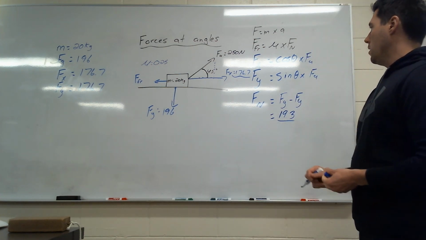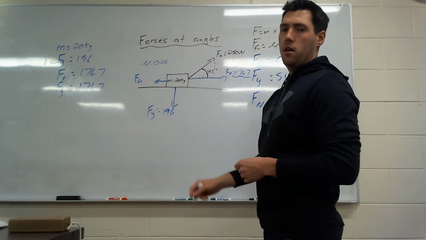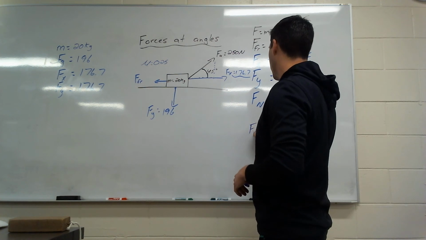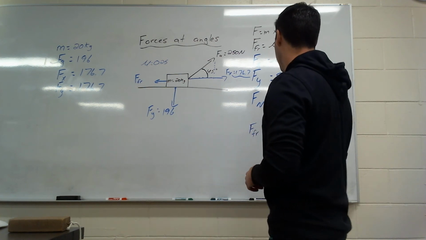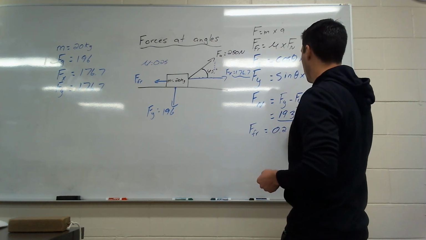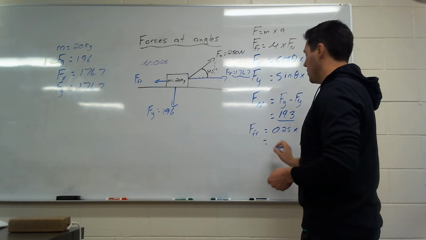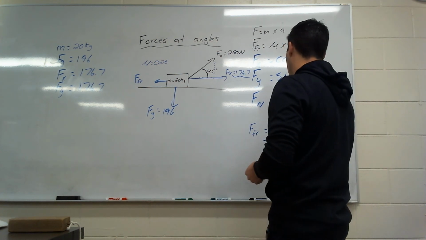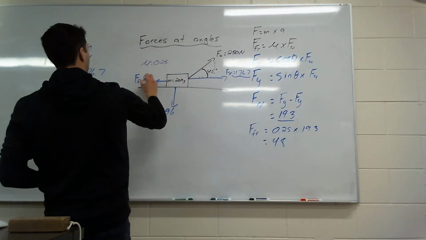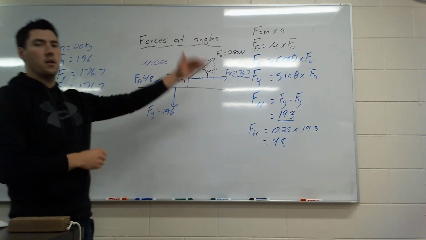The last thing that we have to find here is our force of friction. Force of friction equals mu, so 0.25, times force normal, 19.3. So that's going to be the answer of 4.8. I put that 4.8 right here. So these are all the forces that are going to go into this question.